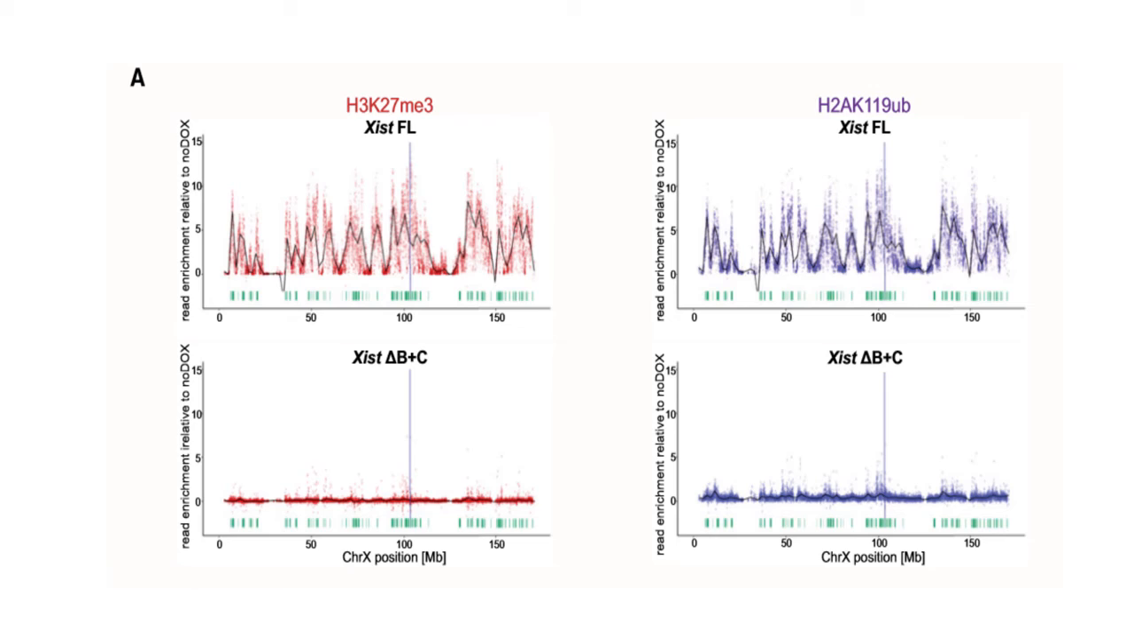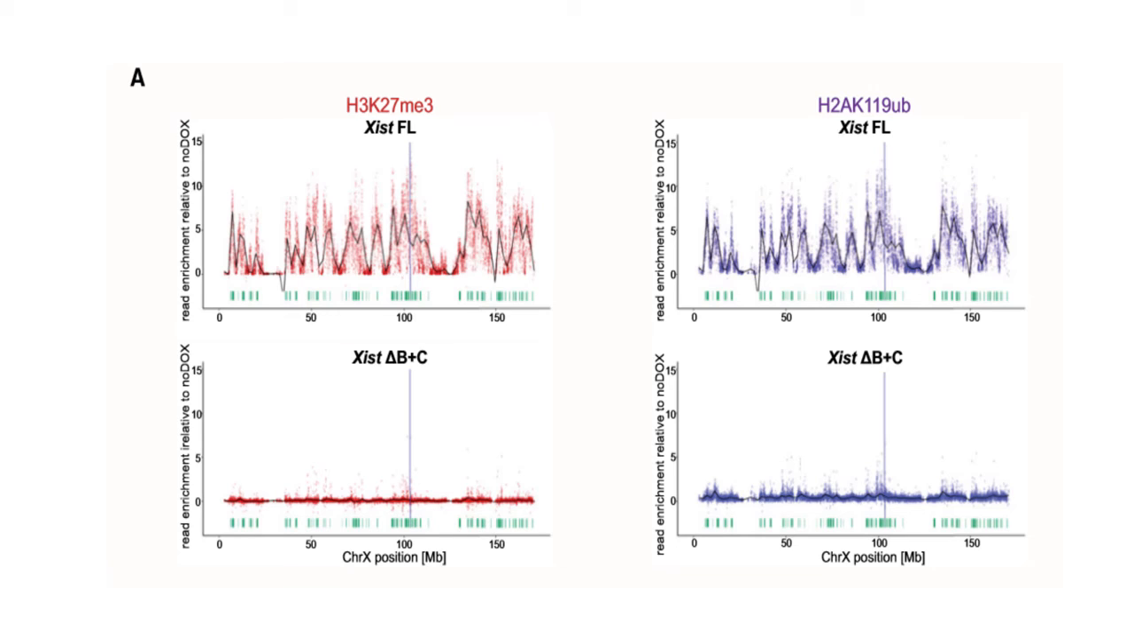Okay, by contrast, if you do the same experiment and use Xist that lacks the B and C region, you see virtually no methylation of that particular histone across the length of the X. So in the absence of the B and C, the methylation did not occur, presumably because those complexes could not be delivered correctly to the X chromosome in the absence of that binding region.